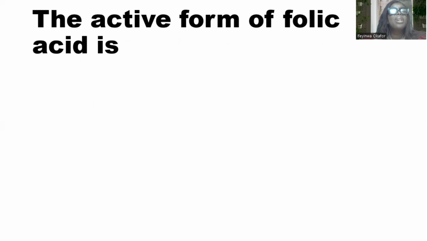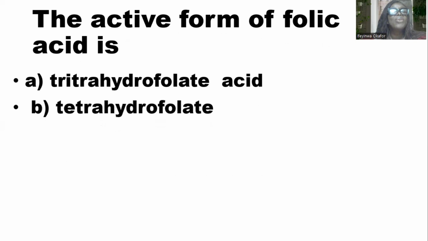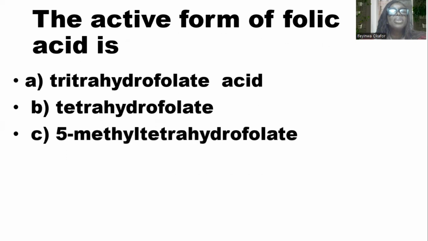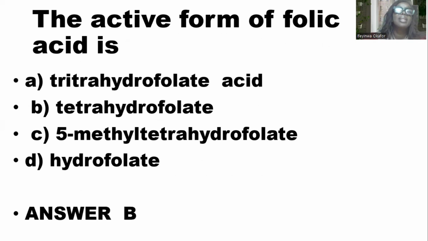The active form of folic acid is tritetrahydrofolate, tetrahydrofolate, 5-methyl tetrahydrofolate, hydrofolate? And the answer is B, tetrahydrofolate. The active form of folic acid is tetrahydrofolate.